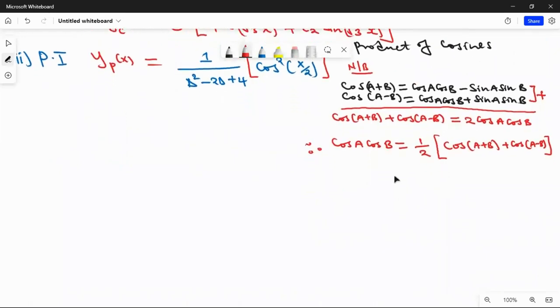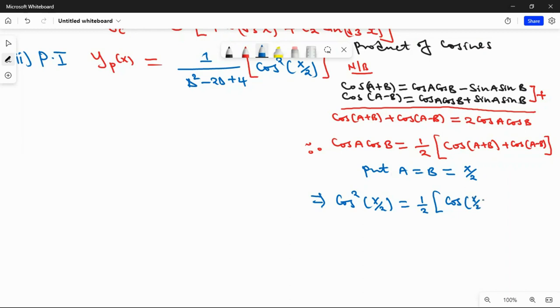So what of cosine squared of x over 2? A is equal to B, and is equal to x over 2. So we now put A equal to B, which is equal to x over 2. So we are going to get cos squared of x over 2 is equal to 1 over 2 times cos(x over 2 plus x over 2) plus cos(x over 2 minus x over 2).